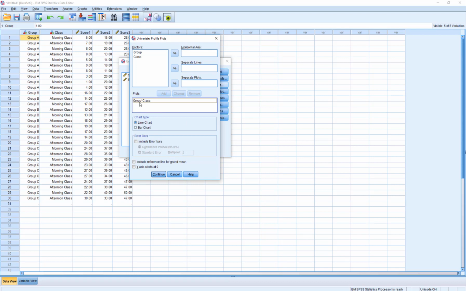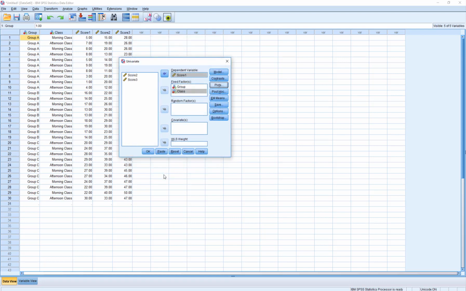The reason I like to do group as the horizontal and class as the separate lines, the most levels of the independent variable on the horizontal and the least levels as separate lines, is because we're going to see a line chart with different lines to represent the levels of the separate lines variable that we put in. It can get confusing if there are a lot of lines, so I like to put the least number of lines there, and the horizontal axis is easier to read than a ton of lines on the chart. Finally, press OK.